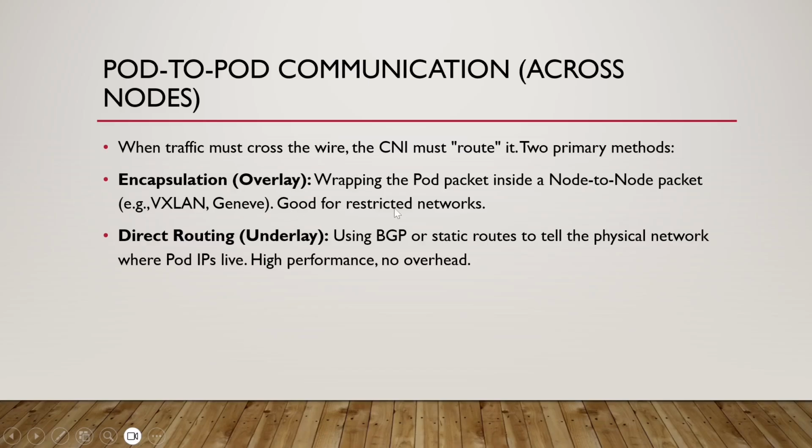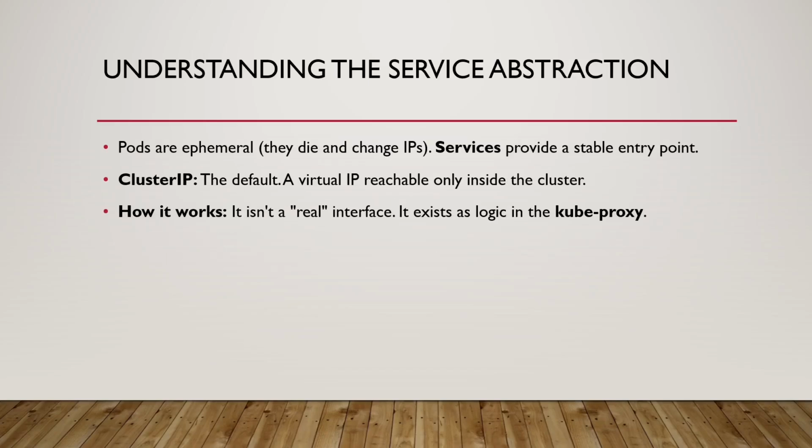It's very good for restricted networks. And the second one is direct routing by using the underlay, like by using BGP or static routes to tell the physical network where the pod IP lives. That is basically used in high performance mode, where we want high performance within our cluster.